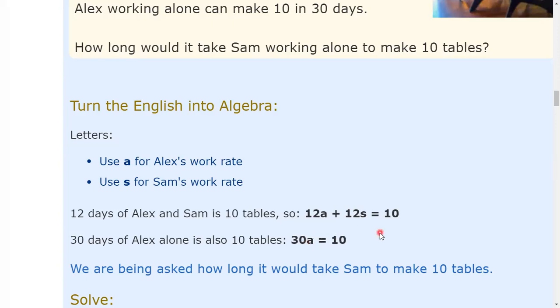If you're transforming those English sentences, that story, into this mathematical form, then it's the right way to do it. We are being asked how long it would take Sam to make 10 tables. So this is the question mark, the most wanted solution for this statement.